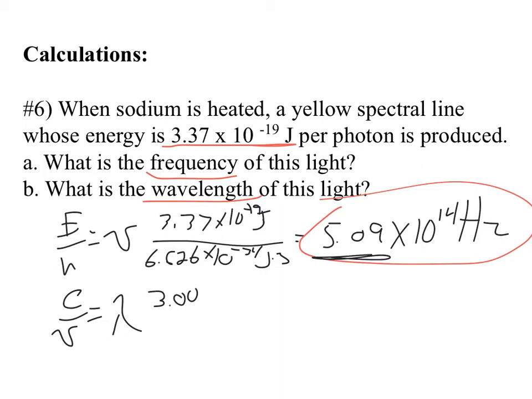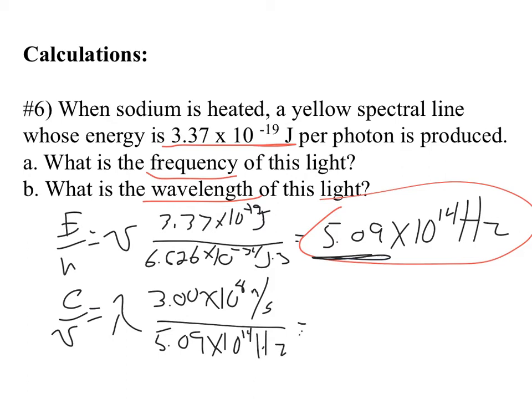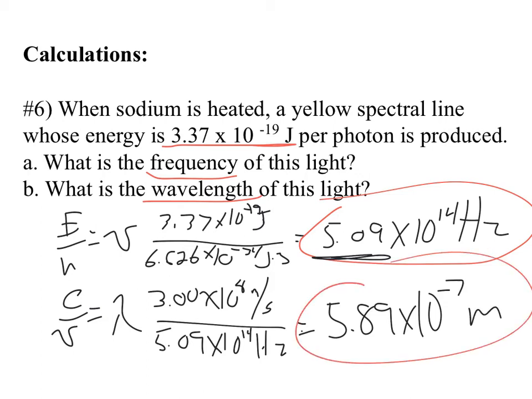So 3.00 times 10 to the 8th meters per second over 5.09 times 10 to the 14th hertz equals the wavelength, which is 5.89 times 10 to the negative 7th meters. So that's the second part of the question. The first part was the frequency, which was here, and then we used that frequency in this equation to find the wavelength, which is here.